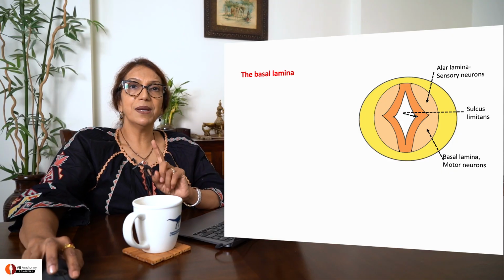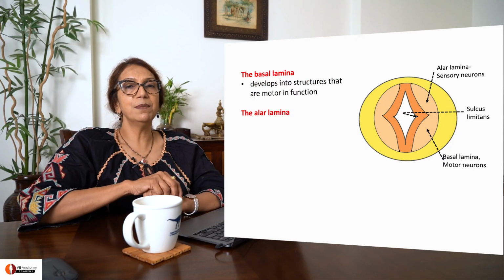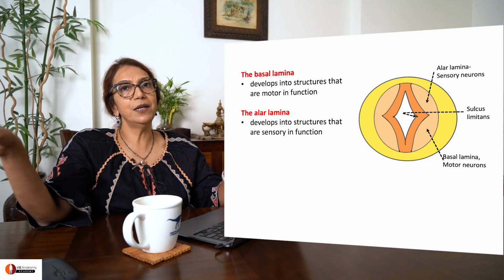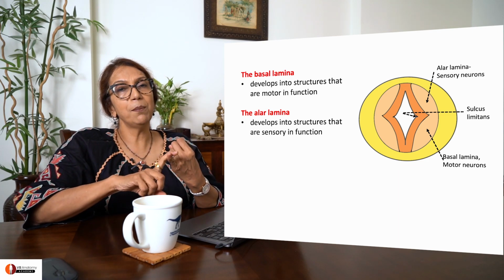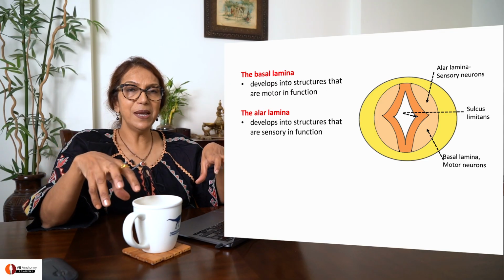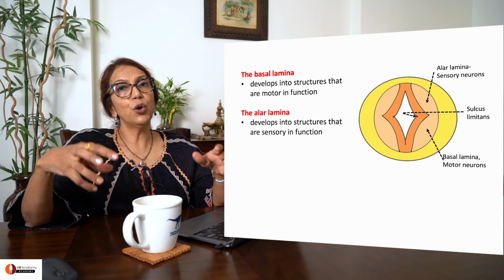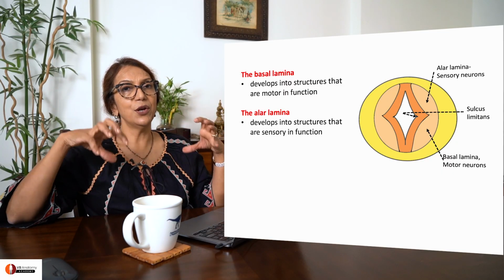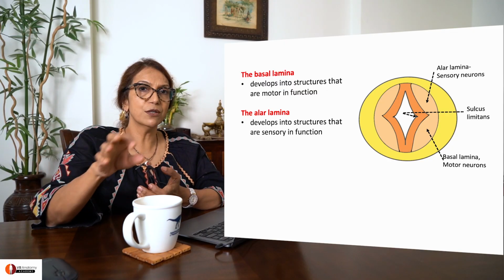Everybody who develops from the basal lamina is motor by function. Everybody who develops from the alar lamina is sensory by function. Basic fundamental rule. So the sulcus limitans helps to divide your mantle zone into ventral and dorsal. Ventral basal, dorsal alar. Everybody who became ventral went on to become motor by function. Everybody who became dorsal went on to become sensory by function. These are basic fundamentals. You must know them.